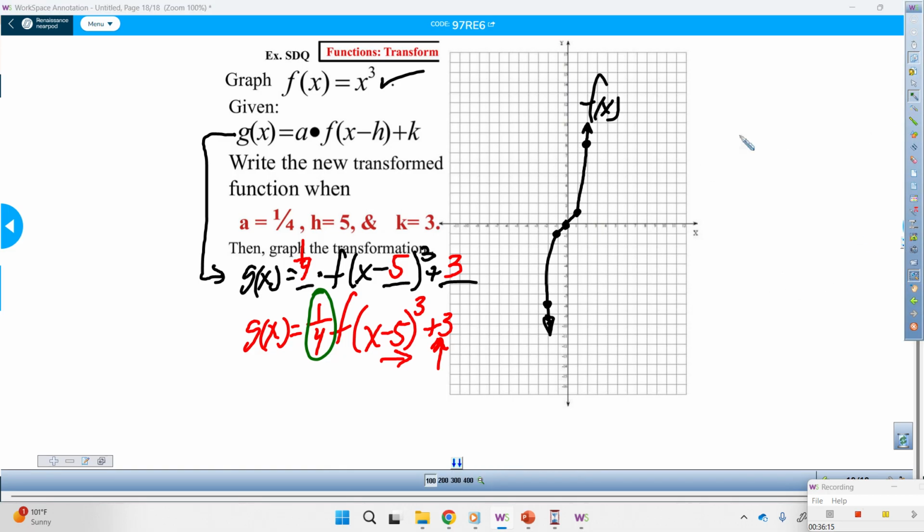All right, so let me make sure we got it. Look up. I'm going to start with 2, 8. But it's going to compress by 1/4. So what is 8 times 1/4? That's 8/4, which is what? 2. So 2, 8 becomes 2, 2. Everybody see that? Yes? And so on and so forth.